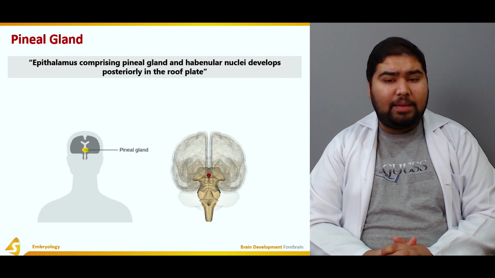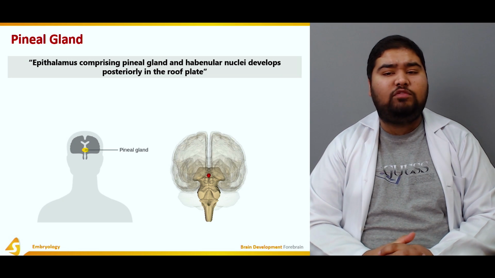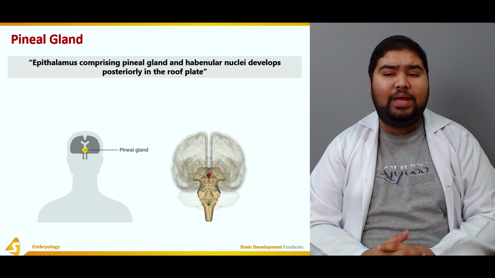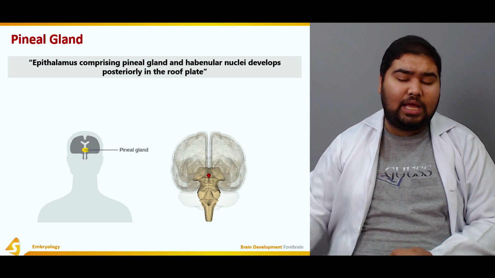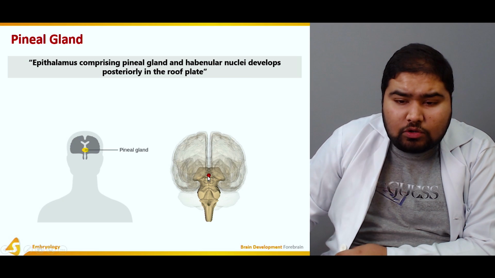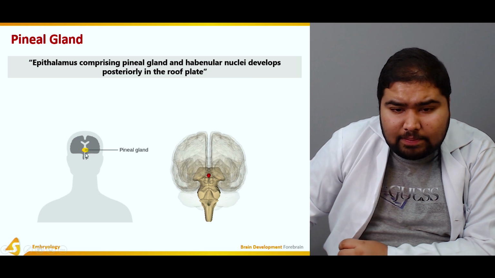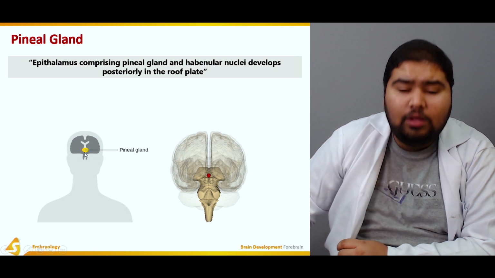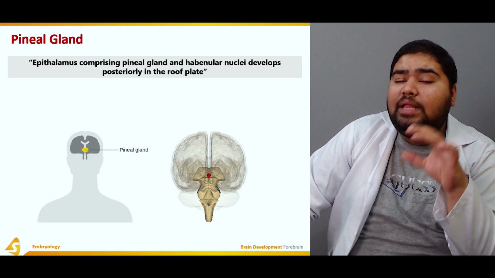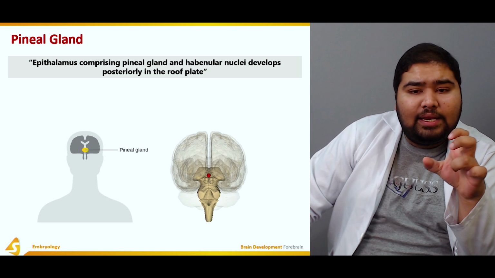Now the pineal gland. Now the epithalamus, which comprises the pineal gland and the habenular nuclei, develops posteriorly in the roof plate. So this in red is the region of the pineal gland. Here you can see the pineal gland in yellow. It is present in the epithalamic region of the diencephalon.